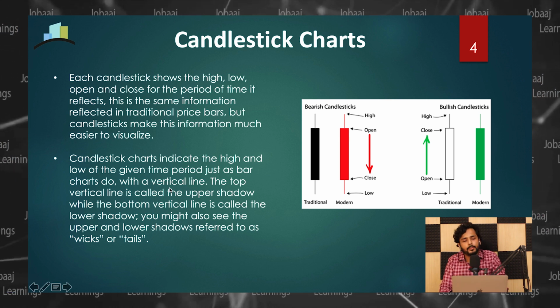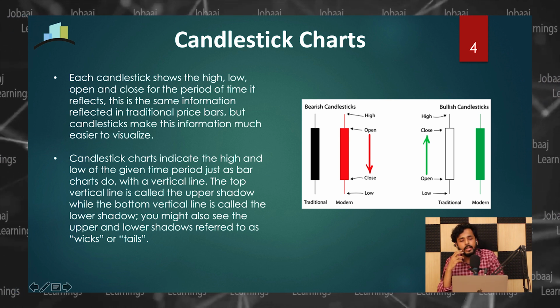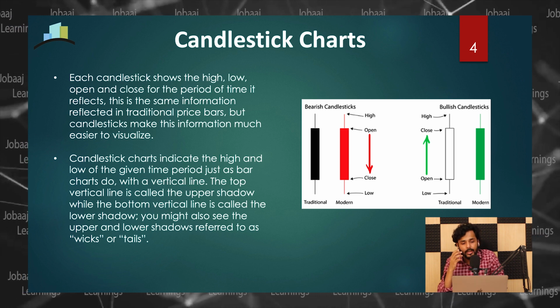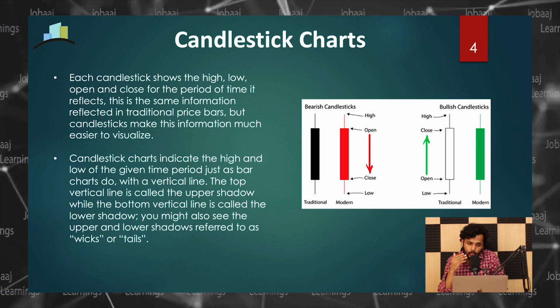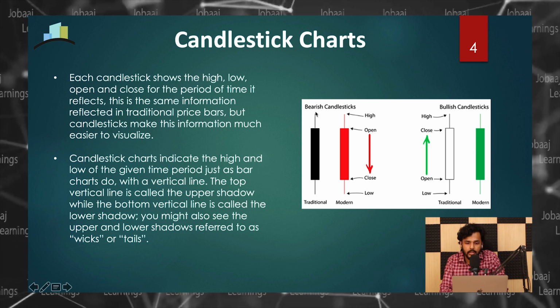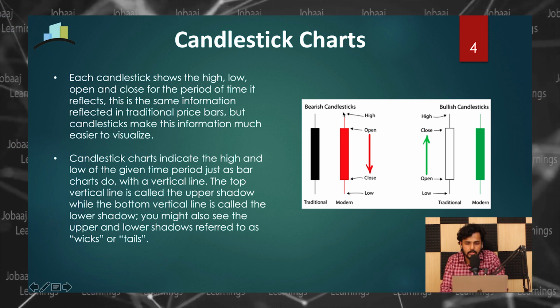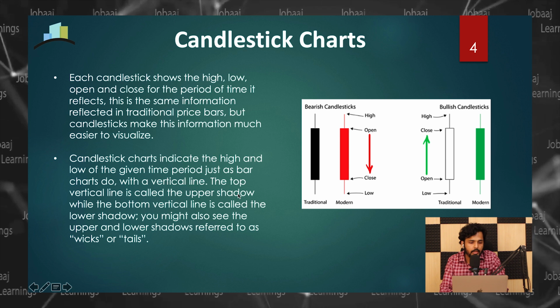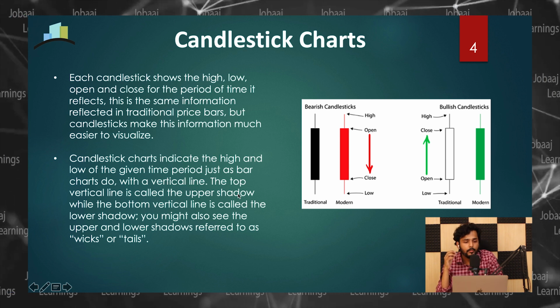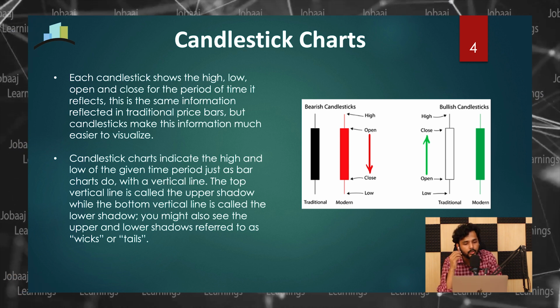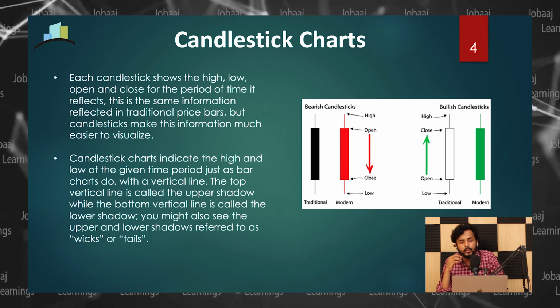Right guys, so next point, candlestick charts indicate the high and low of the given time period, just as the bar chart does, with a vertical line. This is the vertical line I'm telling you about. See, this is the vertical line. The top vertical line is called the upper shadow, while the bottom vertical line is called the lower shadow. You might also see the upper and the lower shadow referred to as wick or tail.